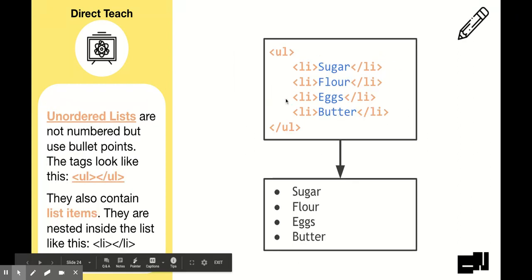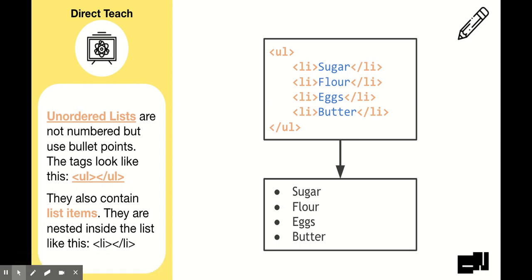Very cool. On the other side, unordered lists are not numbered, but use bullet points. The tags look like this: opening unordered list tag, closing unordered list tag. They also contain list items. They are nested inside the list like this: opening list item tag, closing list item tag. Cool, so it looks like it's kind of the same as ordered lists, except this time we're just using unordered list tags. Let's see what it looks like.